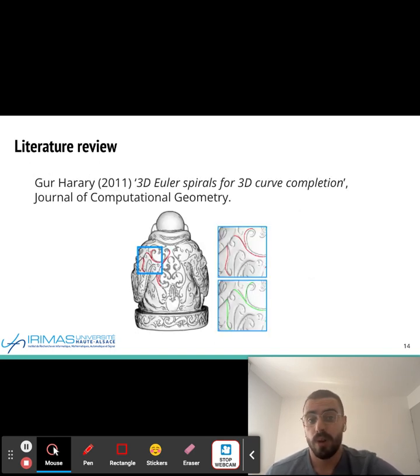And there is this work also, which is a very interesting work, which is the 3D Euler spiral for 3D curve completion. And the idea behind it is that, having two discontinued points, they try to find a part of the 3D Euler spiral that can create the link between these 2 points.